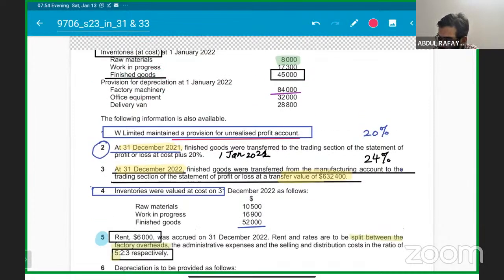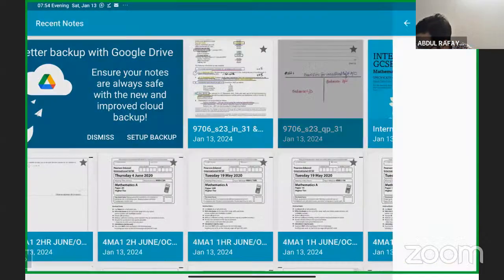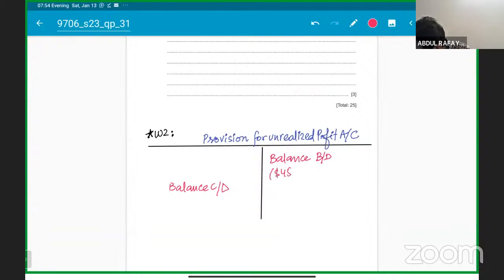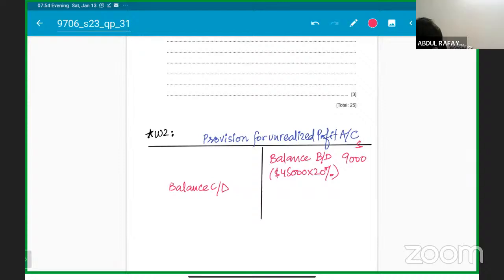The opening inventory was 45,000 at the rate of 20% margin. So this is 45,000 into 20%. Any questions, any problems? Clear. So we got that as $9,000. And closing inventory was $52,000 at cost, and its percentage was 24%.